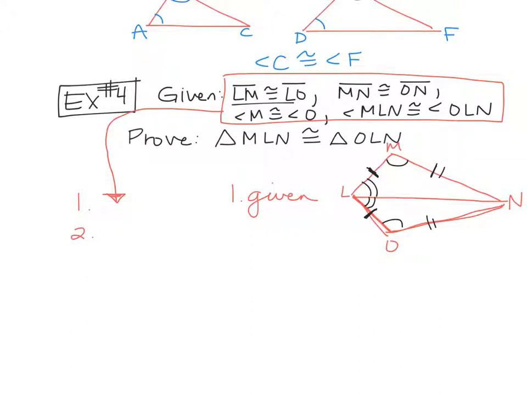Reflexive. I promise you, you're going to see reflexive a ton in this chapter. So look for overlapping figures where they use the same segment, because that should be one of your easier reasons in this chapter. LN is congruent to LN because of the reflexive property. Okay, and mark it. So put 3 little dash marks on LN. Now we know all 3 pairs of sides have been proven congruent. Okay? What's the last thing we need to say then?